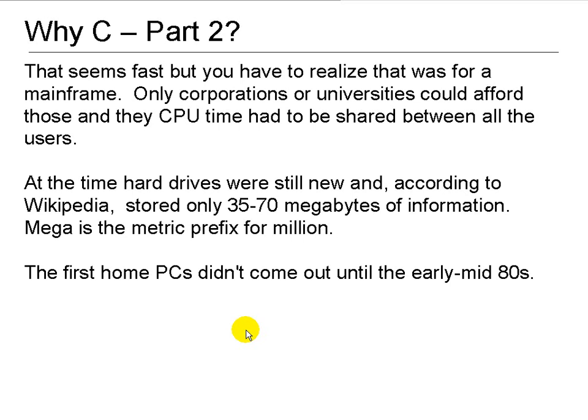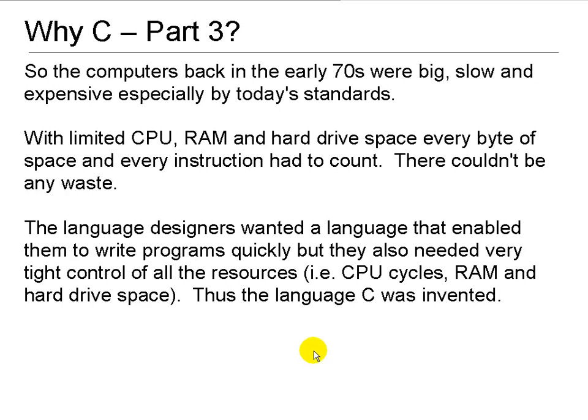At the time, hard drives were still new, and according to Wikipedia, stored only about 30 to 75 megabytes worth of information. Mega is the metric prefix for million. The first home PCs didn't come out until the early to mid-80s, at least the useful ones. So the computers back in the early 70s were big, slow, and expensive by today's standards. With limited CPU, RAM, and hard drive space, every byte of space and every instruction had to count. There couldn't be any waste at all.